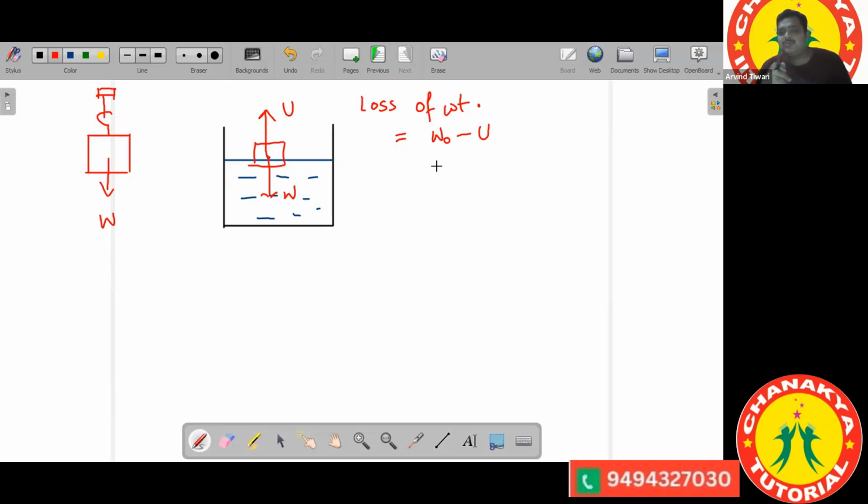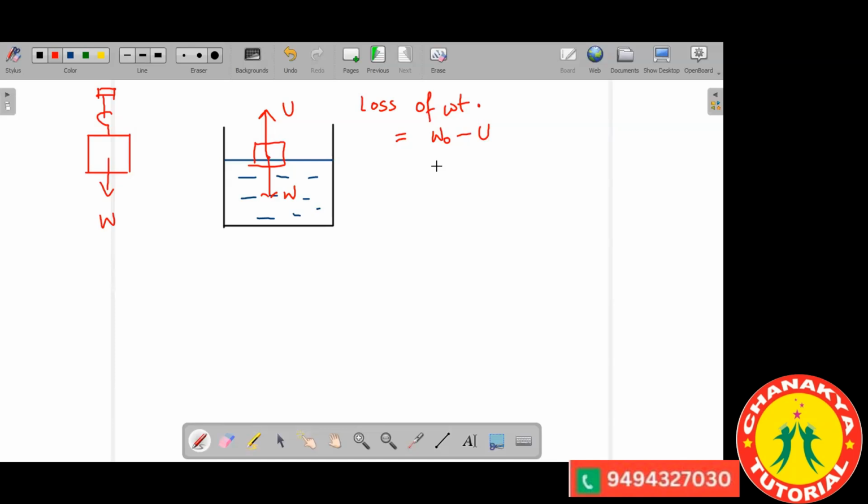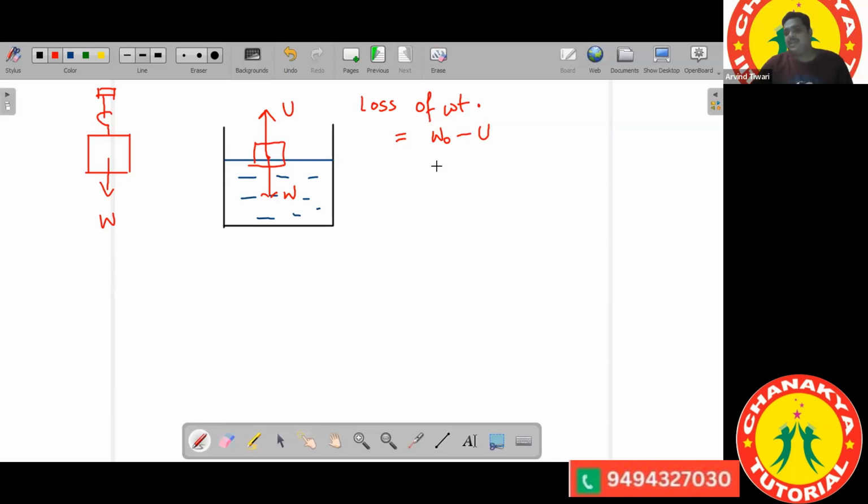Got it? Understood this point? What is the loss of weight? Okay. Now, if this block is completely floating on the surface, do you think that its weight is equal to 0? What will be its weight if it is just floating over here? Will the spring balance show any reading or not? The spring balance will not show any reading. Okay. So that means the weight of the block would be 0.